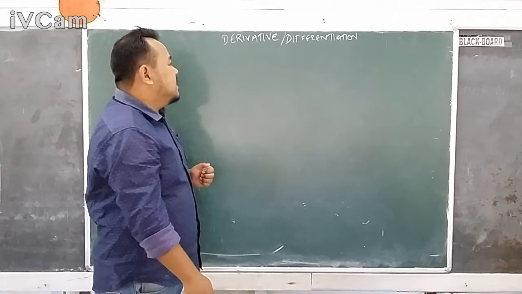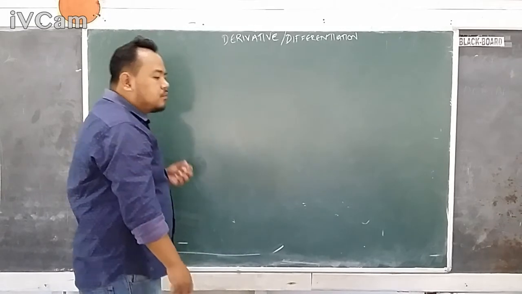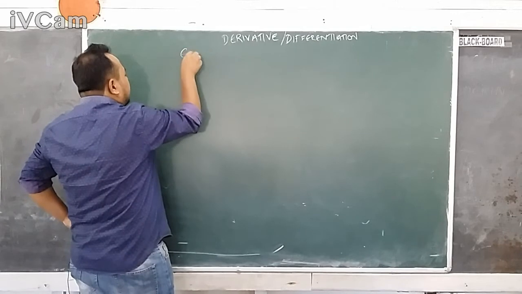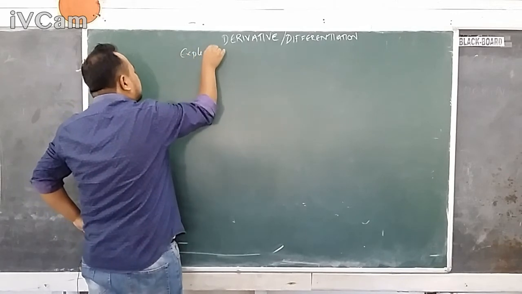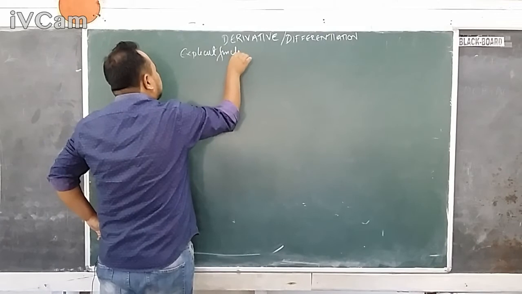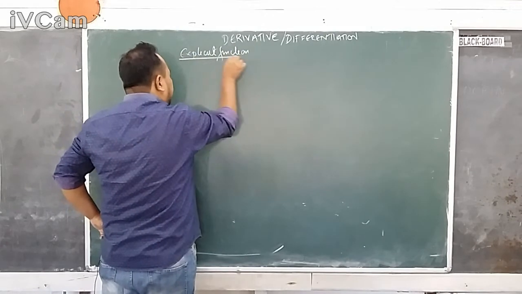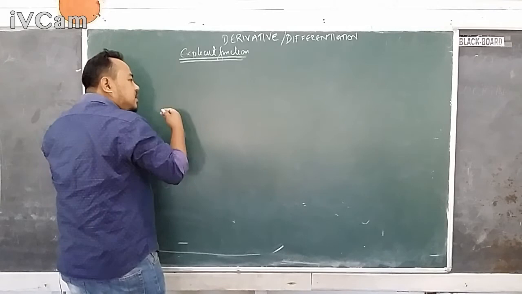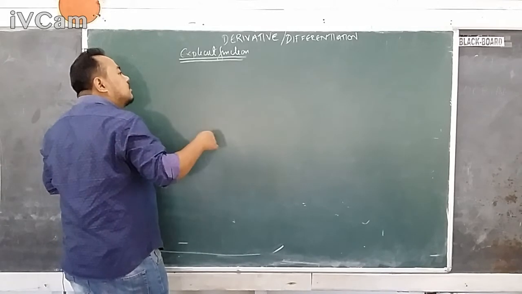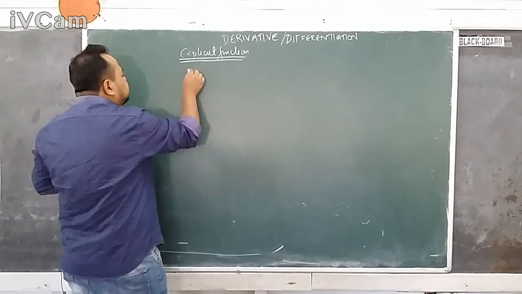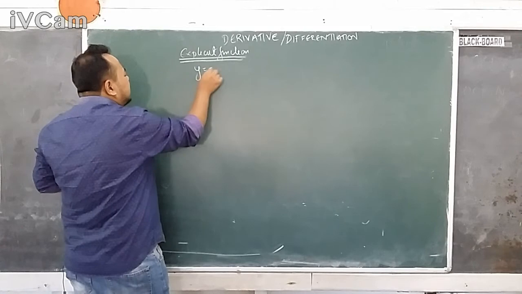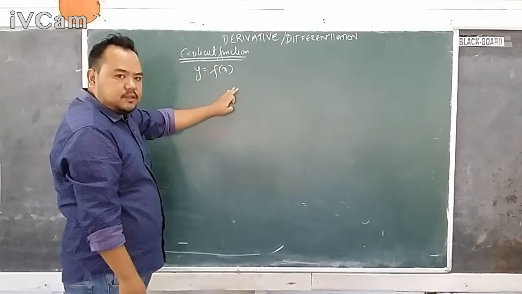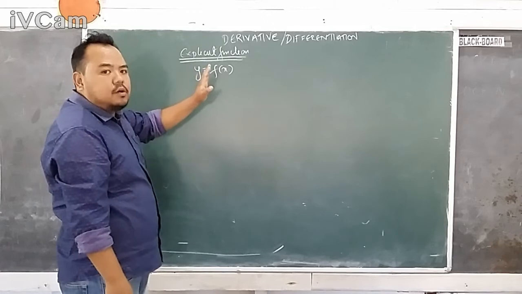In order to understand derivative, the first thing you need to understand is what type of question you can expect. We have to deal with two types of functions. One is called explicit function. Explicit function means a function in which there are two variables and one variable is expressed in terms of another variable. For example, we say that y equal to f(x). That means y is expressed in terms of x. So y is on the left and x is on the right.